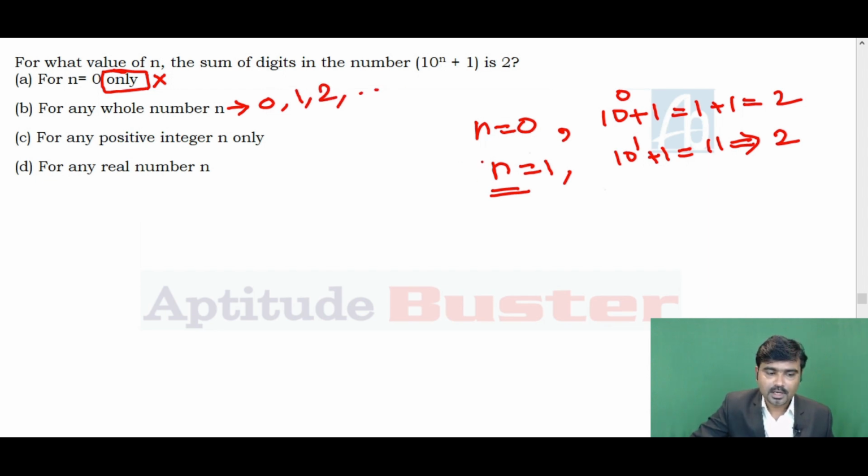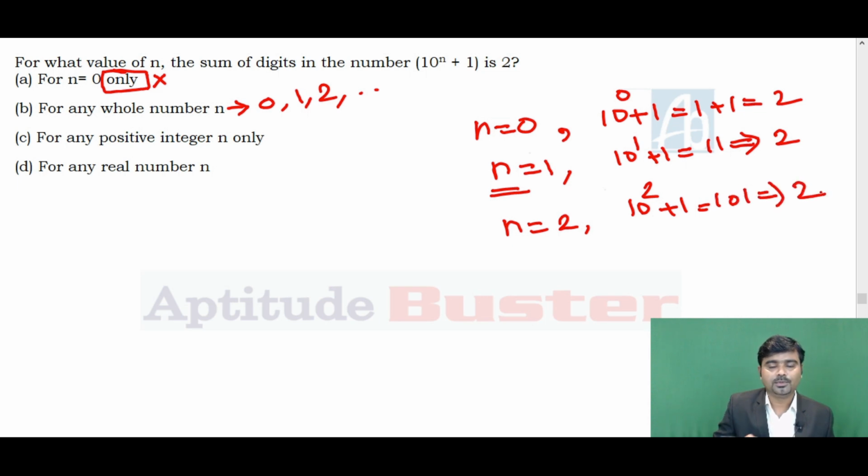I already chose n equal to 0 and n equal to 1. If I choose n equal to 2, 10 square plus 1, 10 square is 100 plus 1, right? 101. What's the sum of the digits? The sum of the digits is 2. Yes, this satisfies the condition. If I choose any whole number, it satisfies the condition. So this is the correct answer, but I'll explain why the other two answers are wrong.